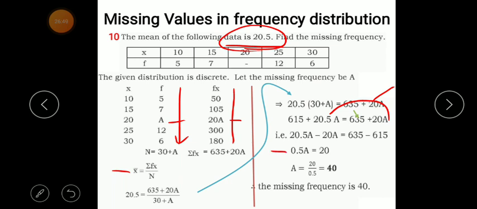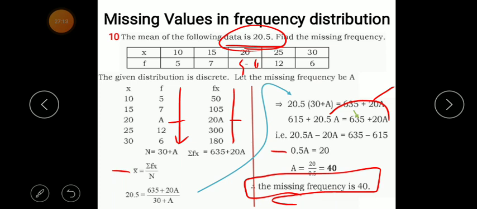Solve using your calculators. You will get a is equal to 20 divided by 0.5, because this is multiplication, it crosses the equal to sign and becomes division. So 20 divided by 0.5 is equal to 40. Therefore the missing frequency here was 40. This is what you have to write as the answer, missing frequency. This is how you have to find out missing frequency.